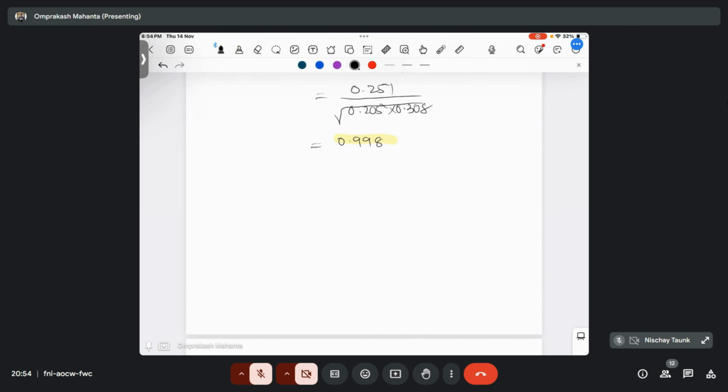Okay, the conditions are: if Eu by Eu star is less than 0.95, it will be a negative anomaly. If Eu by Eu star is greater than 1.05, it is a positive anomaly. Sorry, if it's greater, then it's a positive one only.